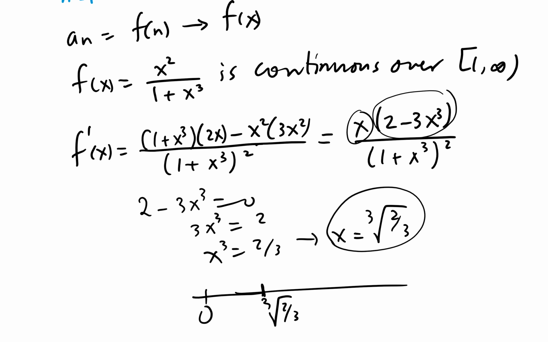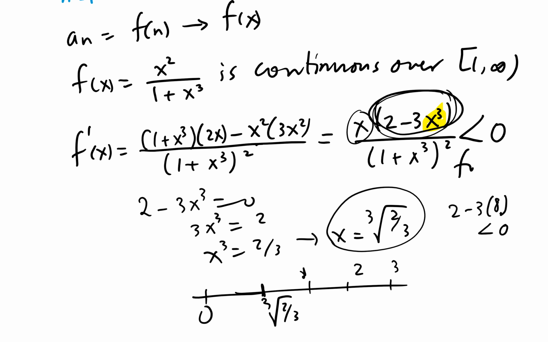after this value, when I pick any value after this, is that going to be positive or negative? Let's say you choose 1. What are you going to get? 2 minus 3, negative. If you choose x equals 2, what are you going to get? 2 minus 3 times 8, so that would be negative. And notice, as you increase the x value, the value of x cubed will increase really fast, so that will keep that part always negative for all x. That proves it's decreasing.